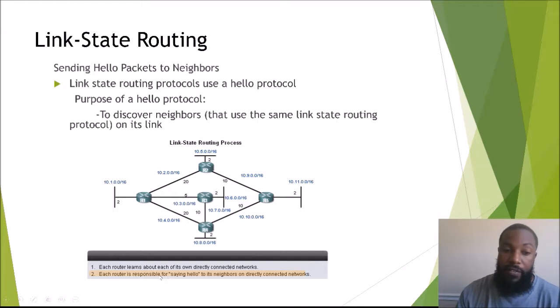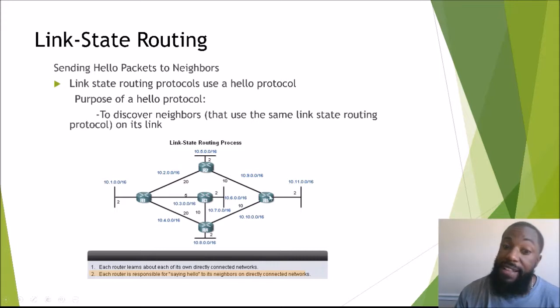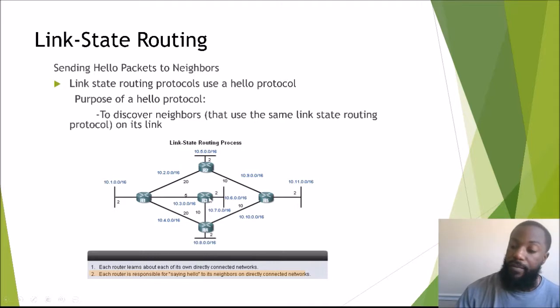Each router is responsible for saying hello to its directly connected networks. So router 5 is not going to say hello to router 3 because they're not directly connected. He's going to learn about router 3's information through him, who learned it through him, who learned it through him, etc. And that's how router 5 is going to get information from router 3. They're not going to be neighbors, but he's going to receive routes through him, if they're all running OSPF.